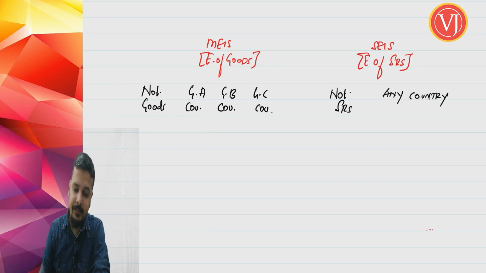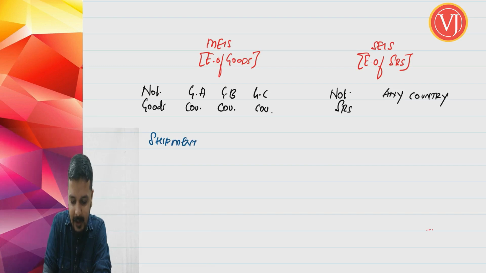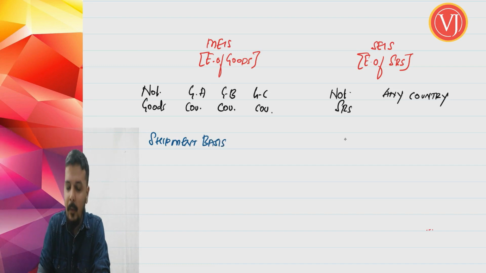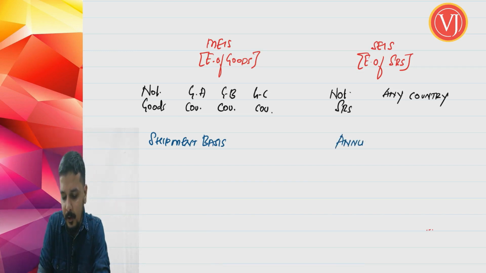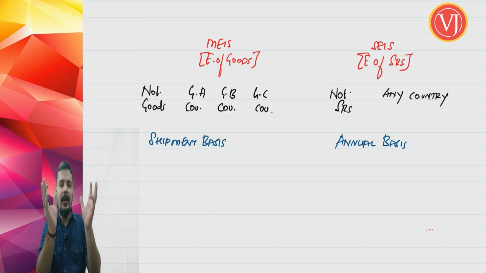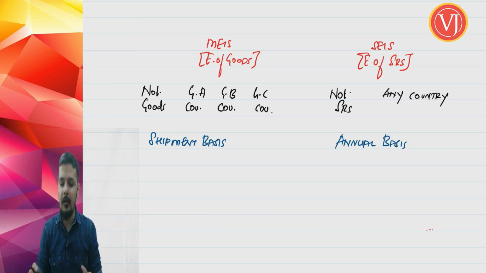And second point, when you are talking about your MEIS script, it is shipment wise. You have to claim that MEIS script shipment wise. For each transaction or shipment, you have to tell whether you want MEIS script or not. Whereas here, it is not shipment wise. After your entire financial year is over, you have to claim, and you have to claim on annual basis, after you find what is the net foreign exchange that you have earned.